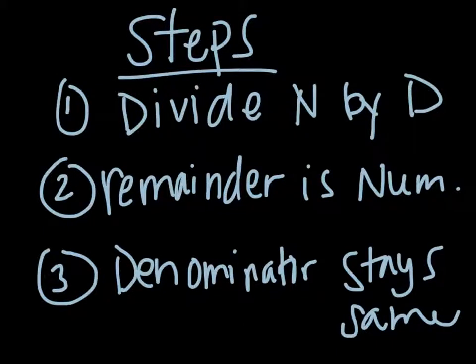Okay, so I want to just really quickly review the steps to making an improper fraction into a proper mixed number or a whole number. Step 1, divide the numerator by the denominator. Step 2, whatever the remainder is becomes the new numerator of your fraction, and the denominator stays the same.